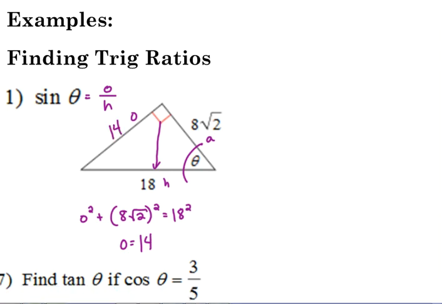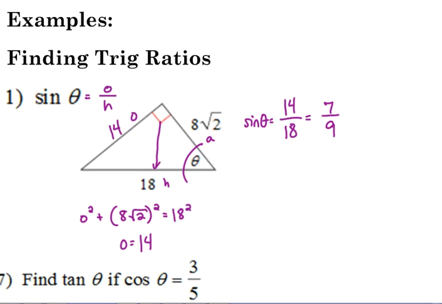So sine is the opposite over the hypotenuse, 14 over 18. If you can reduce it, then you go ahead and reduce it. So those are both divisible by 2. So it reduces to 7 over 9.